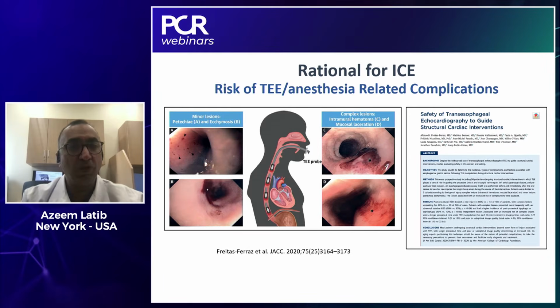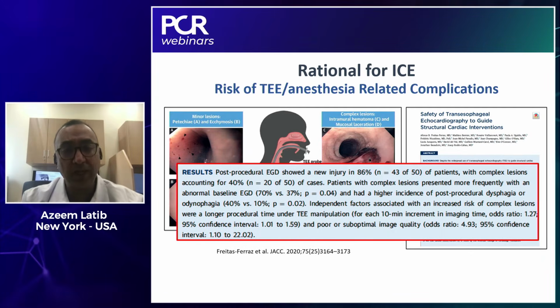Even though all three of you are expert TEE operators and I'm sure have very limited complications, it is worth knowing this article, where they did gastroscopies after TEEs to see how often patients have injuries. It's important for us to realize that it may happen, and it may happen often. In this study, there was a new injury in 86% of patients, with complex lesions in 40% of patients. And some of the predictors were longer procedural time or suboptimal image quality.